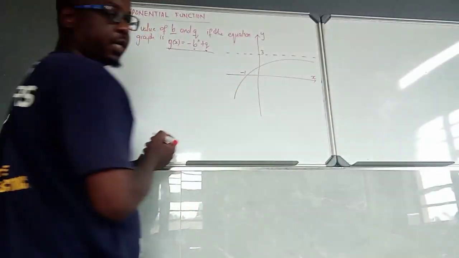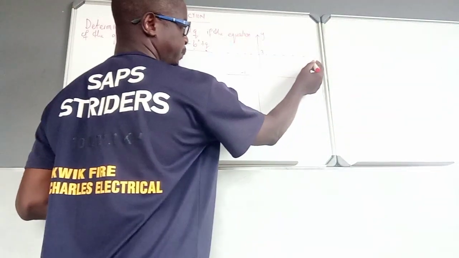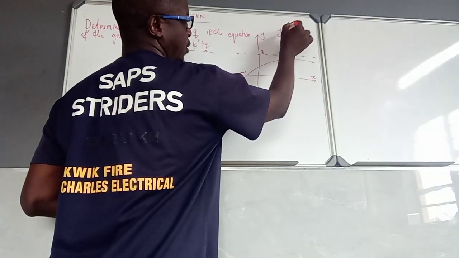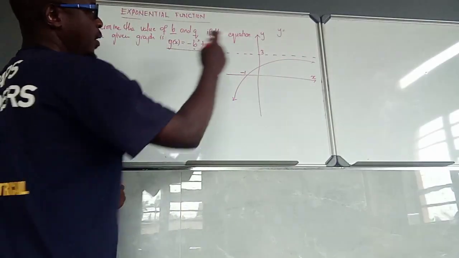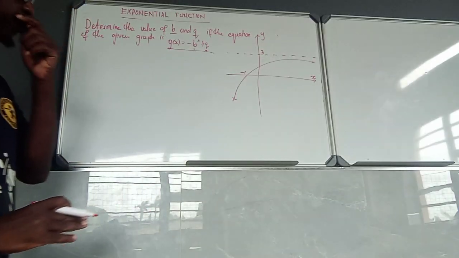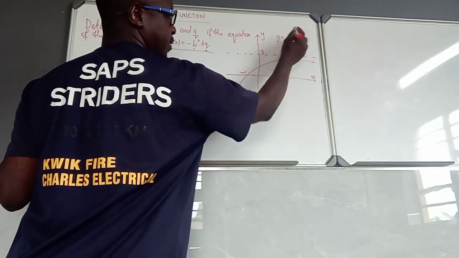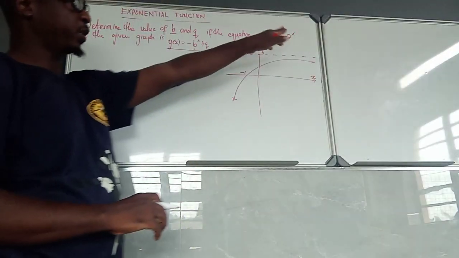So this graph here is obviously an exponential. So our exponential is y is equal to 2 to the power of x. We're dealing with exponents, powers.